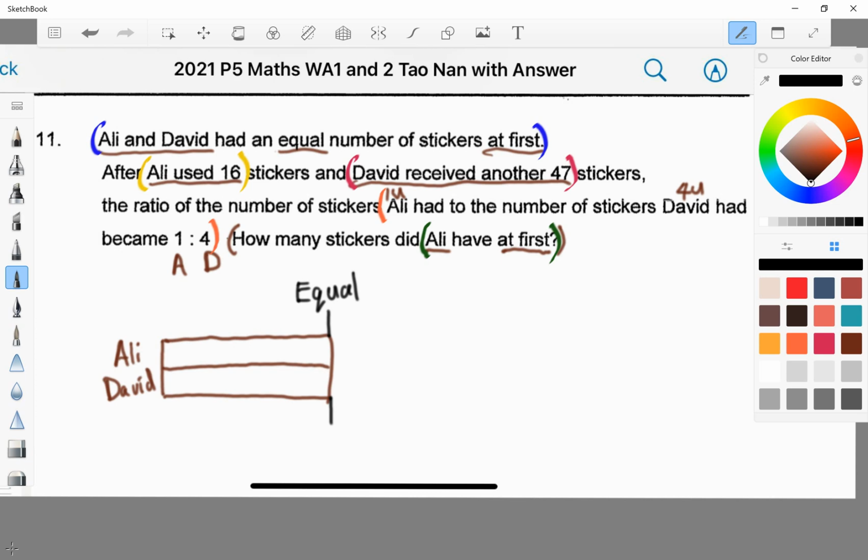So in my model, I must show that Ali actually used 16. So since he used 16, I'll indicate minus 16 to show that there's a negative change. And if the space above is 16, the space below for David, it will also be 16. Then in my question, it actually states that David received another 47. So because David received another 47, I will indicate in my model plus 47. And I will extend my box accordingly.